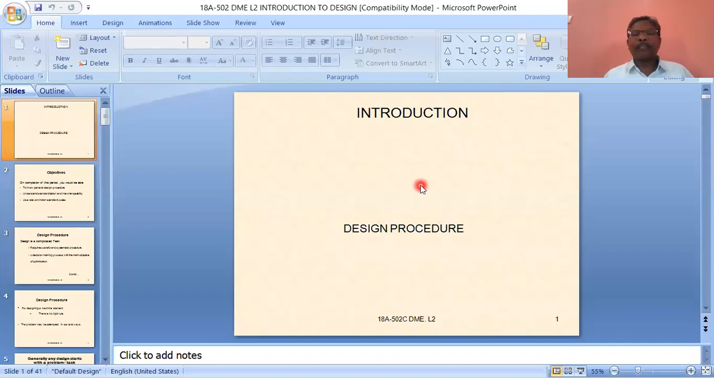Hi. In the previous class, we had discussed what is meant by design, why design is needed, and also design factors. Now let us discuss the design procedure. Here is the design procedure.